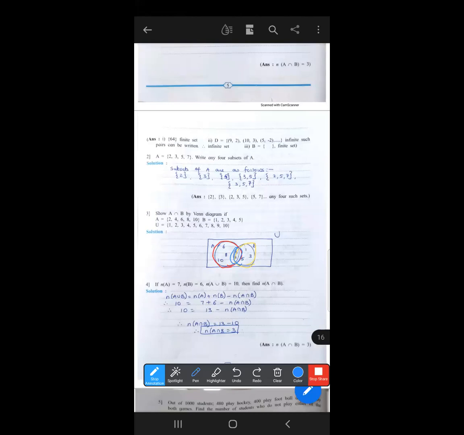So using the Venn diagram, first of all, you will use a rectangle for showing the universal set. Under this universal set, all the elements should be covered. So set A, set B and this intersection part. Why? Because you have to show A intersection B. So this intersection you need to highlight by using a pencil. You can do the shading part.